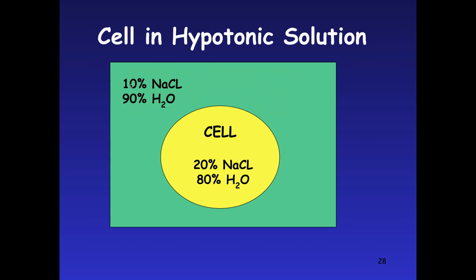There's 10% outside, there's 20% inside. So this is in terms of the solute concentration. But in terms of where the water is going to move, right, it always moves. Osmosis is diffusion from high concentration to low concentration. So outside of the cell, there's a lower solute concentration, which means inside the cell, there's a higher solute concentration. But if there's a higher solute concentration, there's a lower amount of water, right?